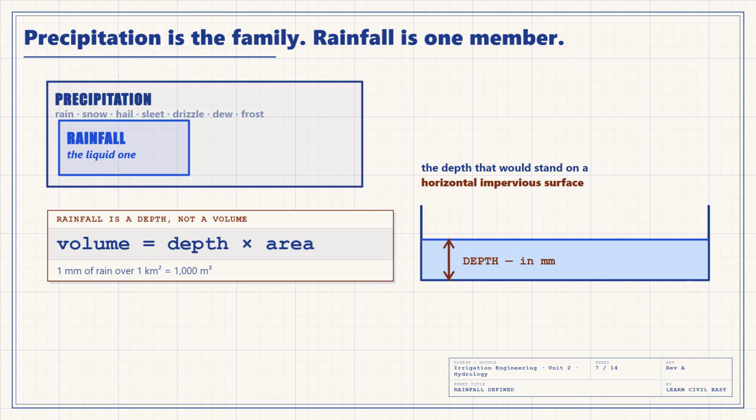Now, how is rainfall measured? Here is the definition. Rainfall is the depth of water that would stand over a horizontal impervious surface if none of it ran off, evaporated, or soaked in. Read that again. The depth. Rainfall is a depth in millimeters. It is not a volume. If you want a volume, you must multiply by an area. And here is the conversion worth memorizing. 1 millimeter of rain over 1 square kilometer is 1000 cubic meters of water.